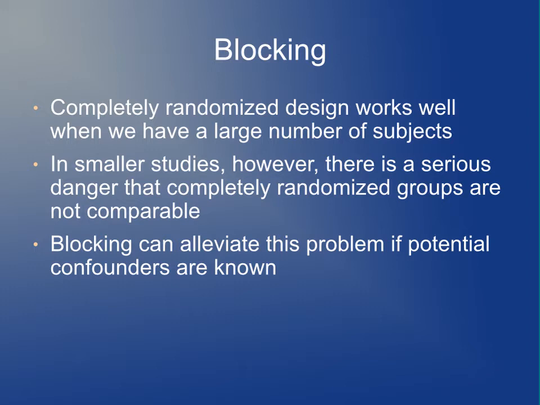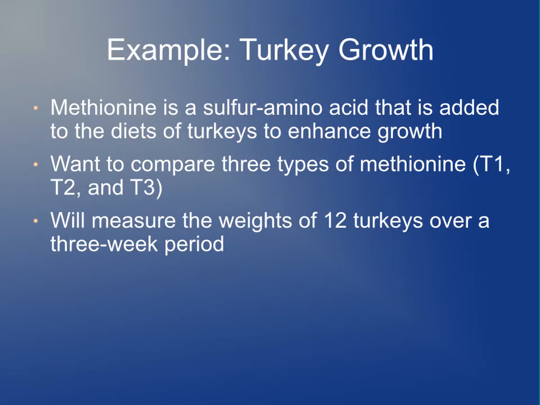In cases like this, if you know a potential confounder exists, like gender, then you can use blocking to try to avoid that problem. And I'll illustrate this with an example. This was an example on turkey growth. Methionine is a sulfur amino acid that's added to the diets of turkeys to enhance their growth, and we want to compare 3 types of methionine that we'll call T1, T2, and T3. We'll do this by giving each of the 3 types of methionine to a group of turkeys over a 3-week period, and we'll see how much they weigh at the end.